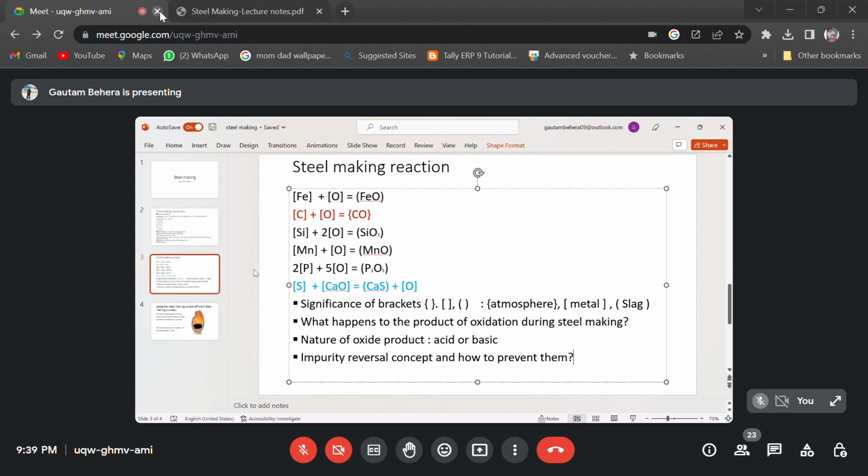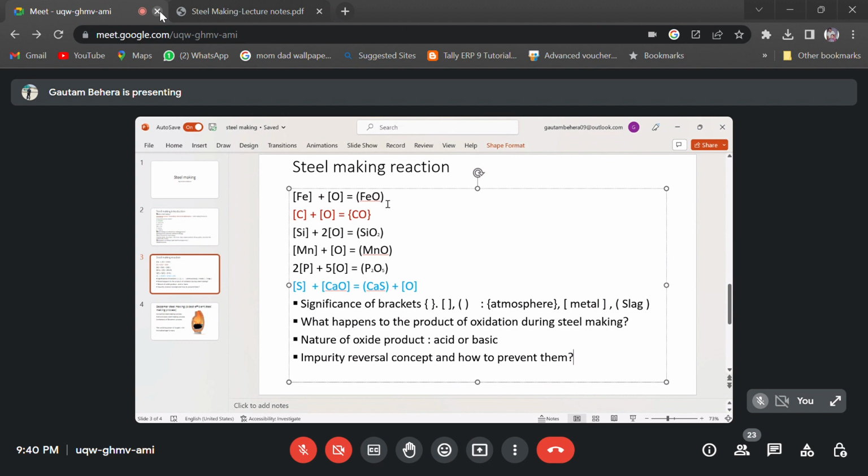But do you think it is 100% selective? No. Why? Because you can see some iron is also going into the slag in the form of FeO. You simply understood why this is happening. Because iron is the major component, no? 92 to 93% iron is there. But this carbon, silicon, manganese, phosphorus amount is low, right? So even if you are adding oxygen to remove this carbon, silicon, manganese, phosphorus, some oxygen will also react with iron because this is present in major amount. It will also form FeO.